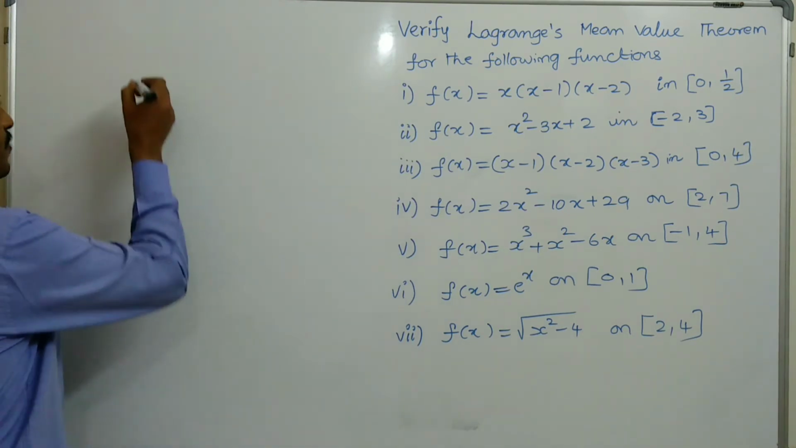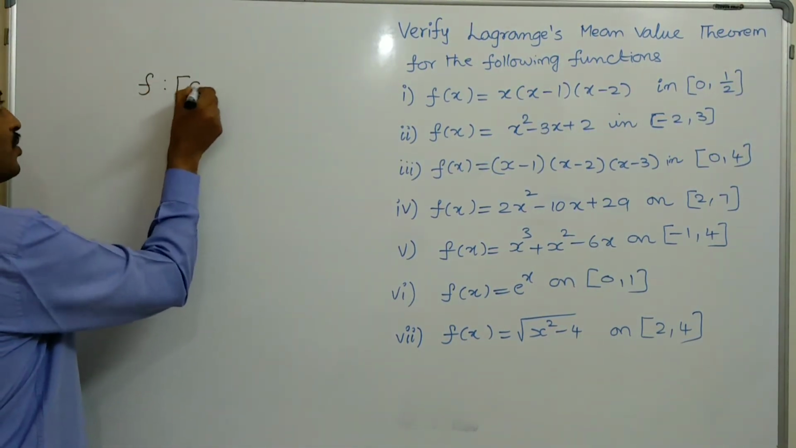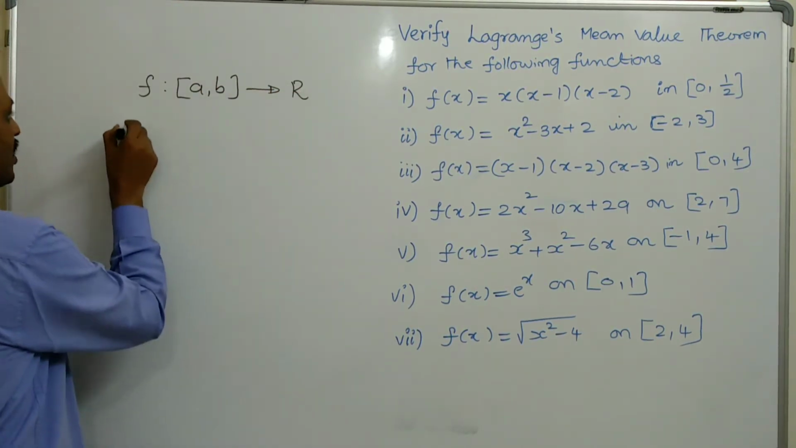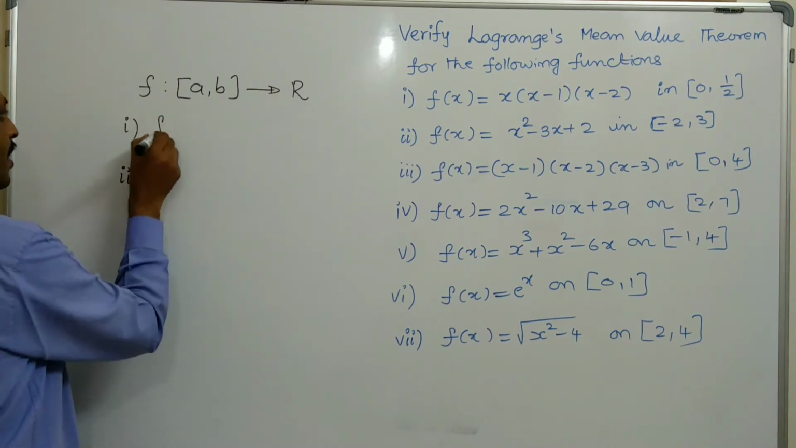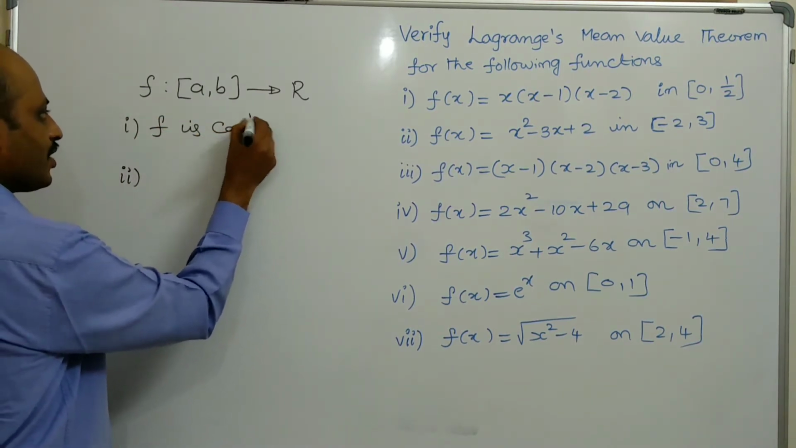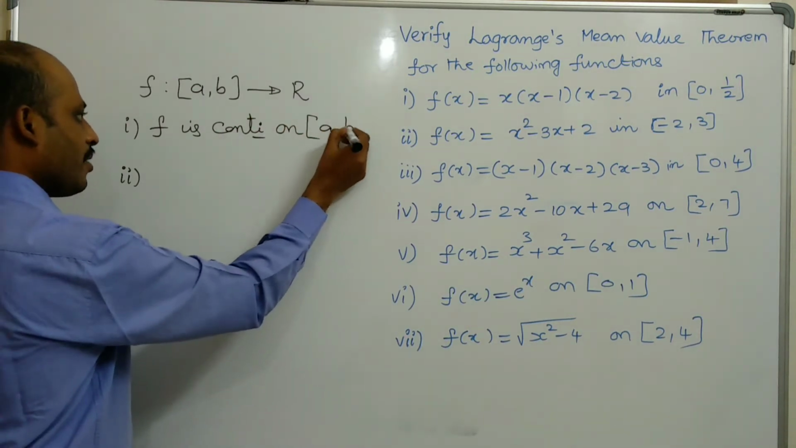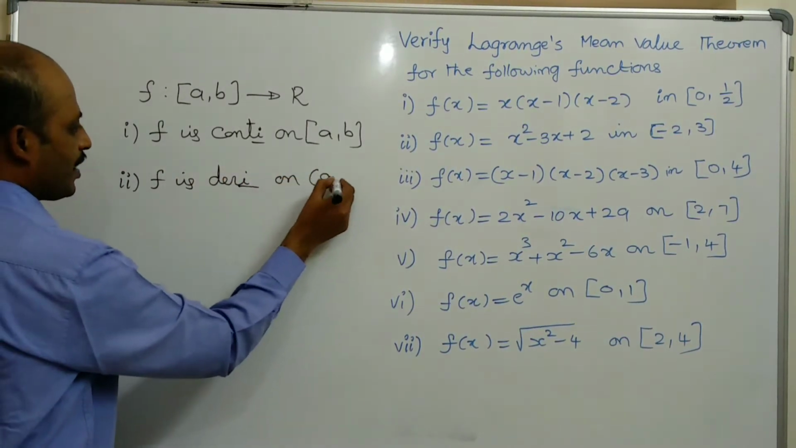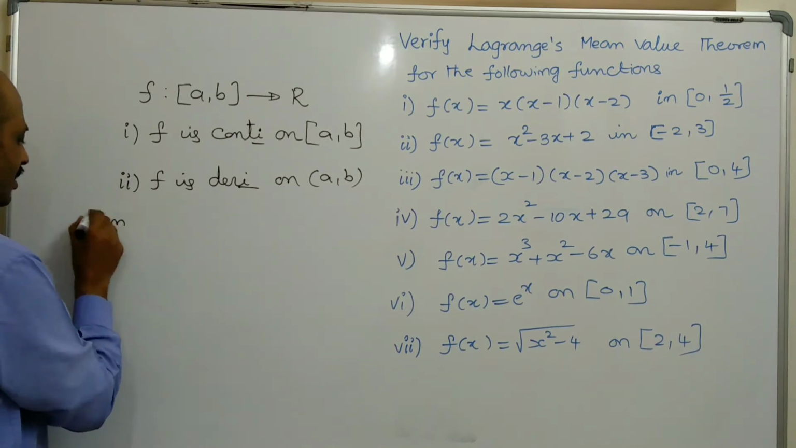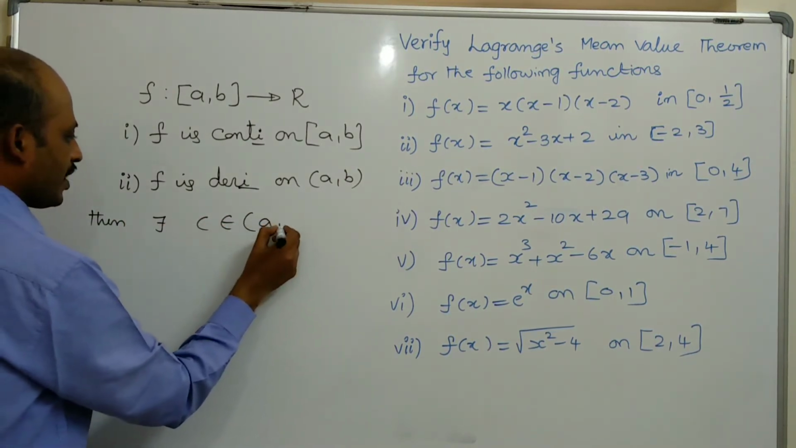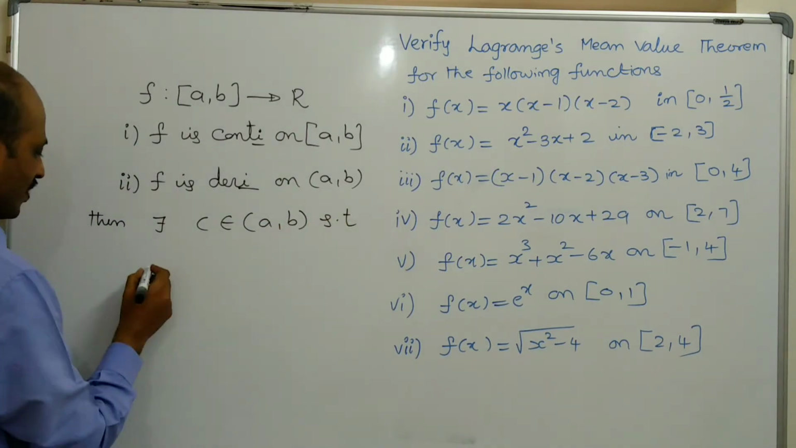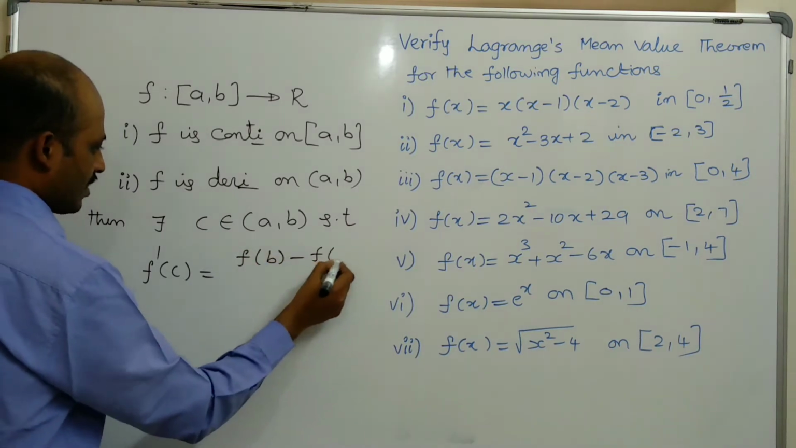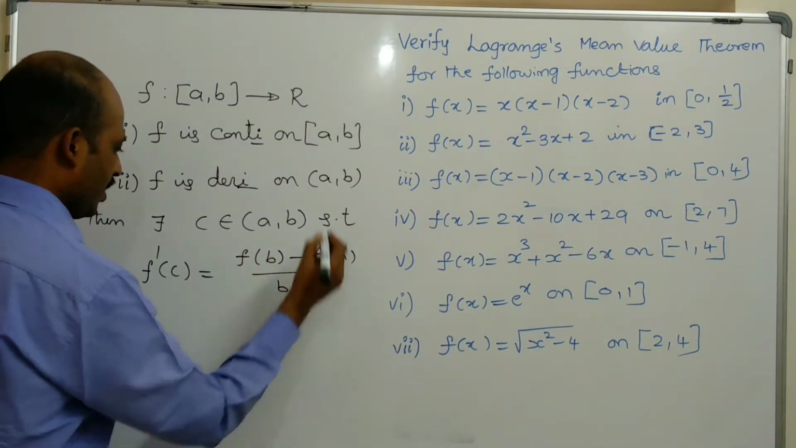The statement of Lagrange's mean value theorem is: if f maps closed interval a comma b into R, be any real valued function, such that it satisfies two conditions. F is continuous on closed interval a comma b, and f is derivable, means differentiable, on open interval a comma b, then there exists a real number c belongs to open interval a comma b such that it satisfies the condition f dash of c is equals to f of b minus f of a divided by b minus a.